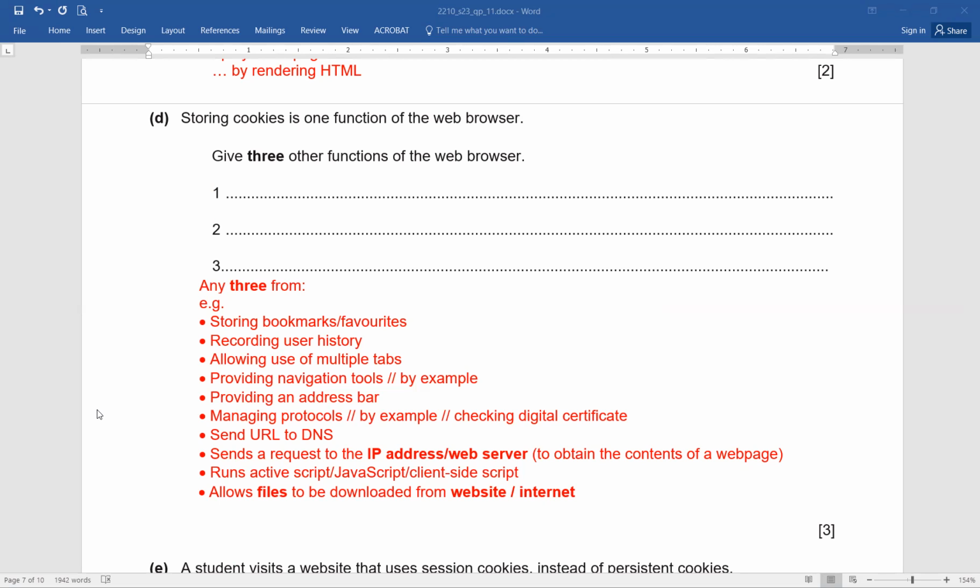Sends a request to the IP address or to the web server to obtain the contents of the web page. Runs ActiveScript or JavaScript or the client-side script. And it allows files to be downloaded from the website, or from the internet. So you can mention any of these 3 points except for storing cookies, and you can easily score 3 out of 3. Easy? Okay, now I'll discuss the URL and DNS also.